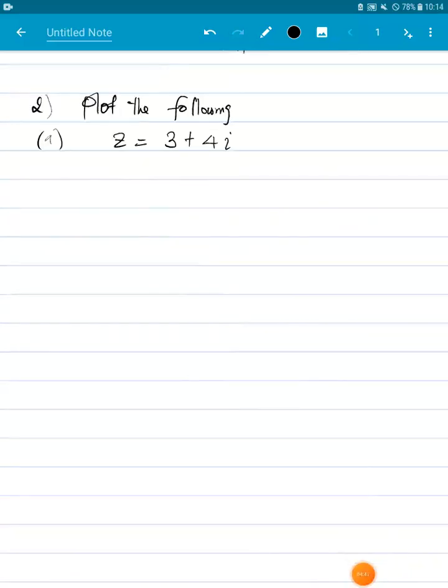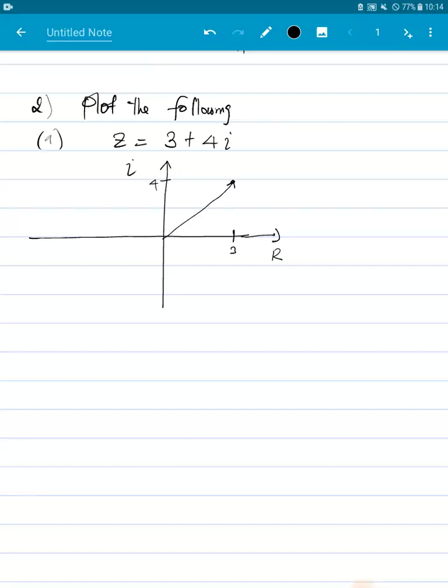Let us plot these complex numbers. Now you know that in the y-axis, that's where we've got our imaginary part, and in the x-axis, that's where we've got the real part. So with this one, the real part is 3 and the imaginary part is 4 there. So we have our complex number there. Done.